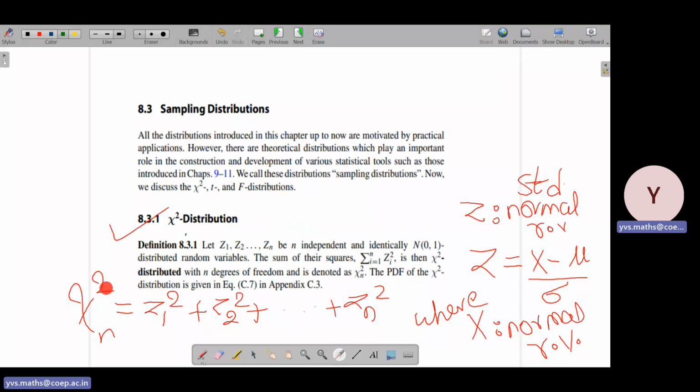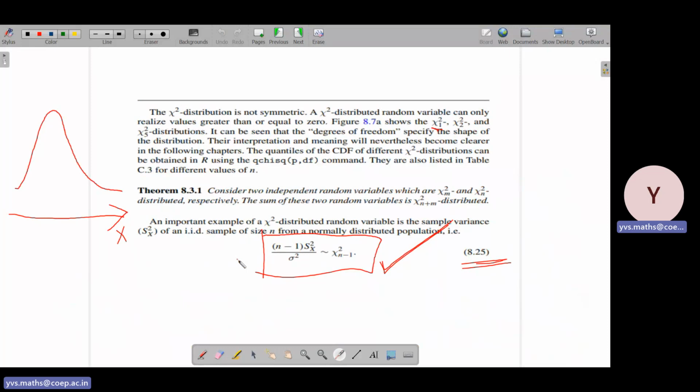So how is chi-square defined? A chi-square random variable is the sum of squares of standard normal random variables Z1, Z2, up to Zn. So if you add the squares of n standard normal random variables, they will form a chi-square distribution with n degrees of freedom. I mean, suppose I add the squares of 4 standard normal random variables, it will be a chi-square distribution with 4 degrees of freedom. Go to the next page.